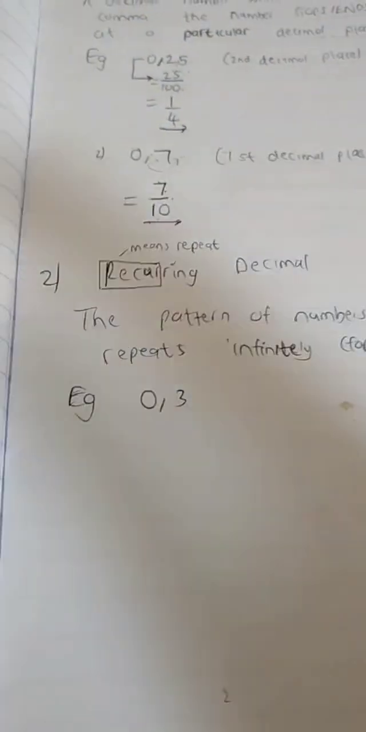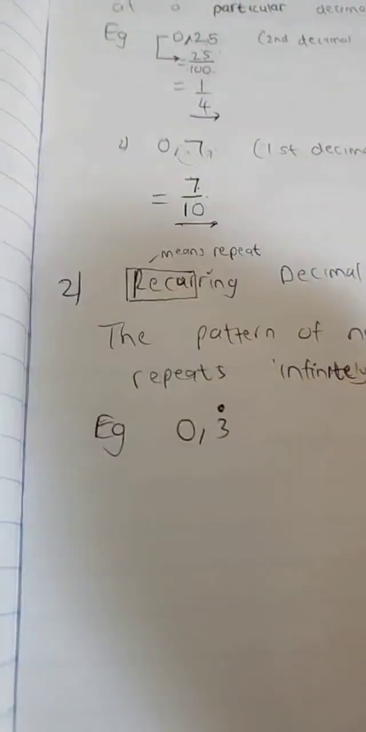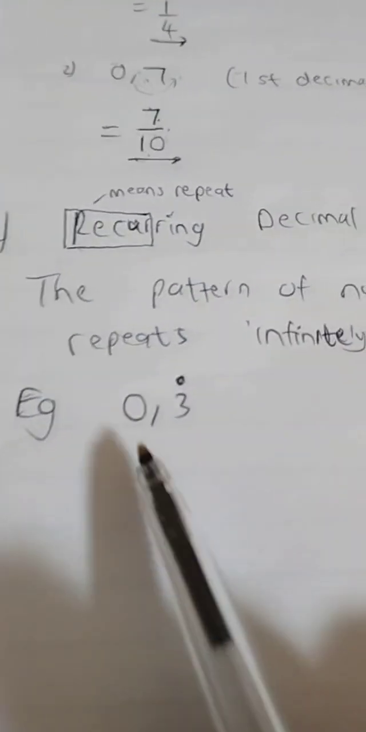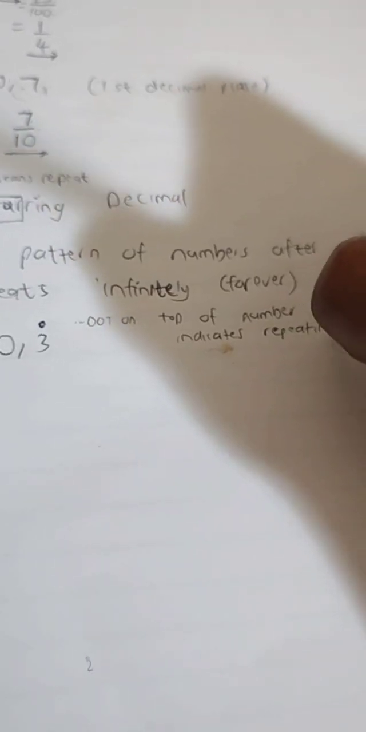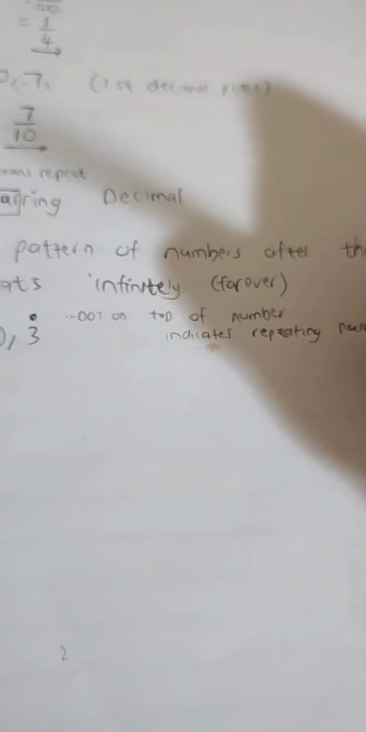Because repeating numbers are so infinite, we use symbolism or symbolic notation to indicate repetition. So if you ever see a number and you see a dot on top of the number, it indicates a repeating number. A dot on top of a number indicates a repeating number.